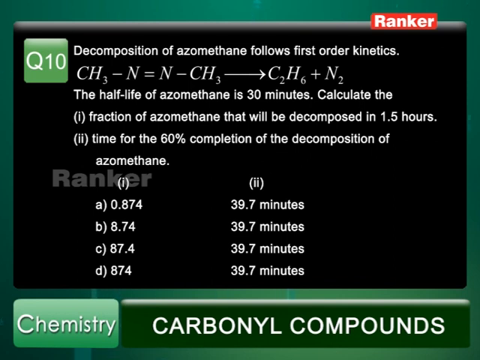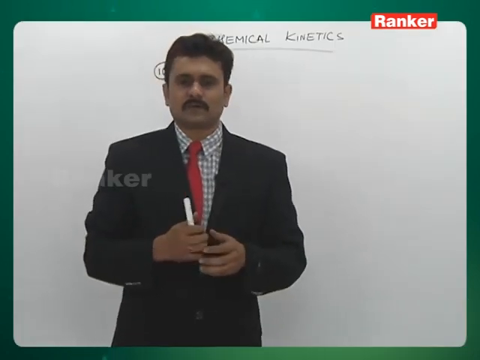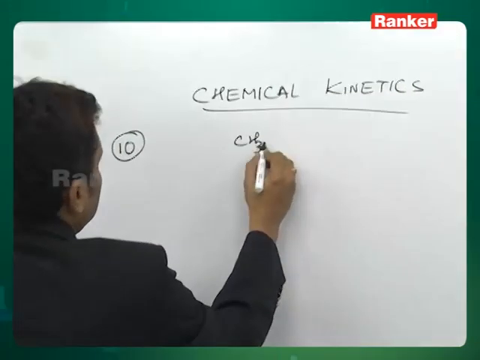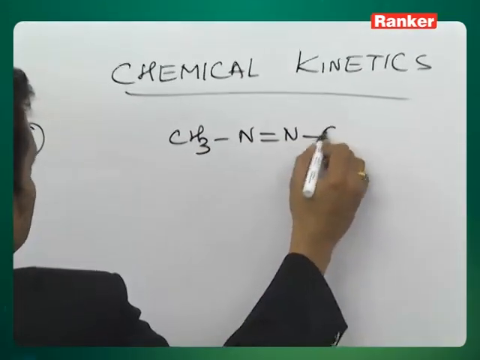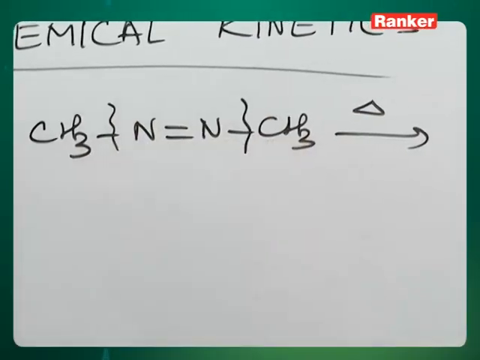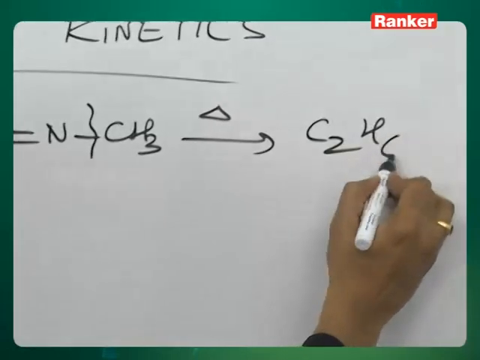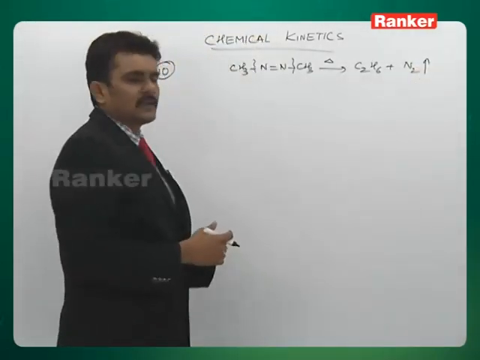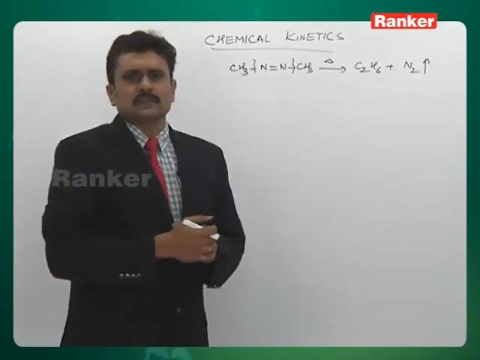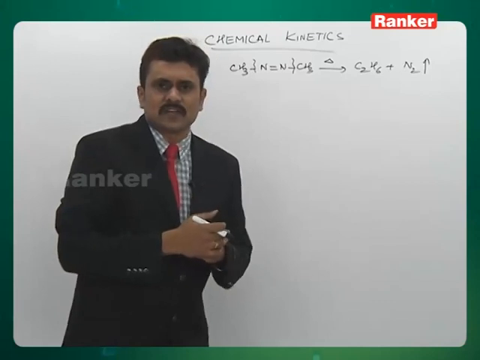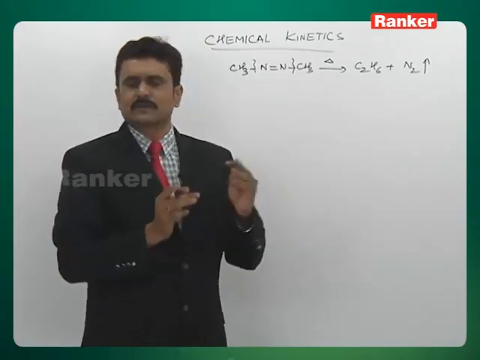Now, the point is that it is following first order kinetics. We will take the reaction here. Azomethane is undergoing homolytic fission when it is being heated, giving rise to ethane as well as nitrogen gas. Now, this is a first order reaction. You know that the fraction of azomethane that will be decomposed has to be calculated in a stipulated time.